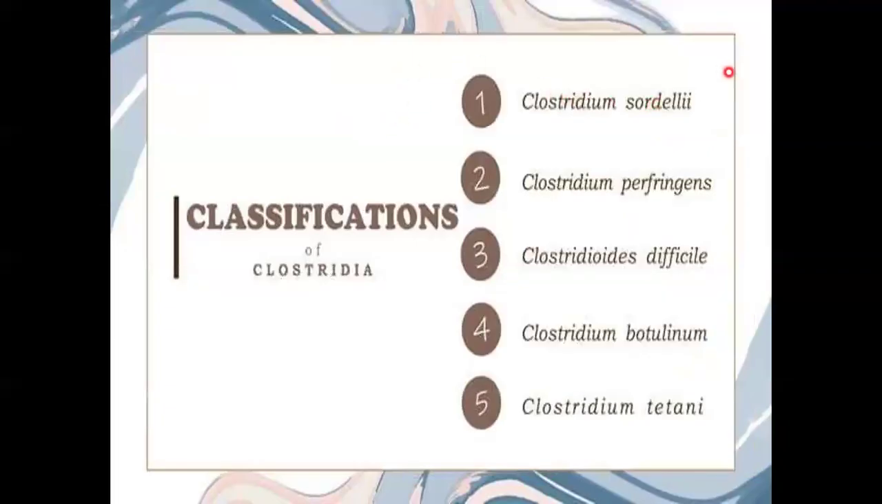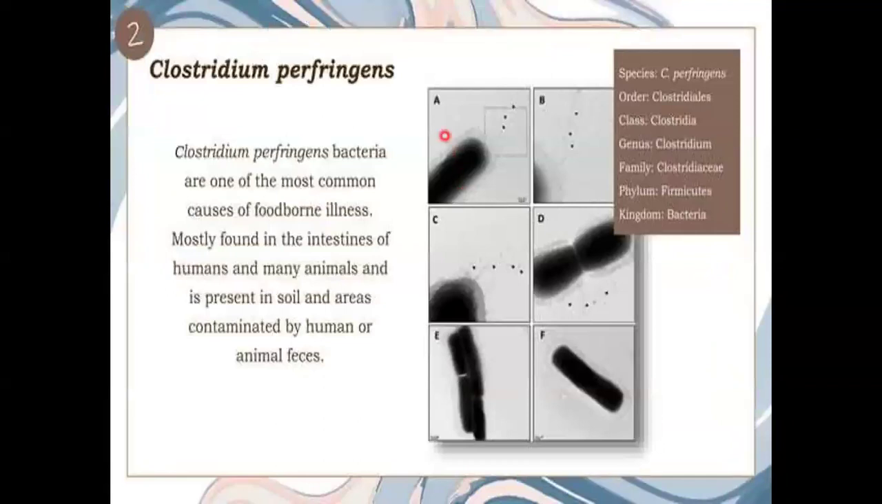Classification: we have Clostridium sordellii, perfringens, difficile, botulinum, and tetani. What is relevant to us are these four: perfringens, difficile, botulinum, and tetani. So we start with perfringens. It has a good name, perfringens. It is the most common cause of foodborne illnesses, so basically food poisoning. Mostly found in the intestines of humans and many animals, and is present in soil and areas contaminated by human and animal species.